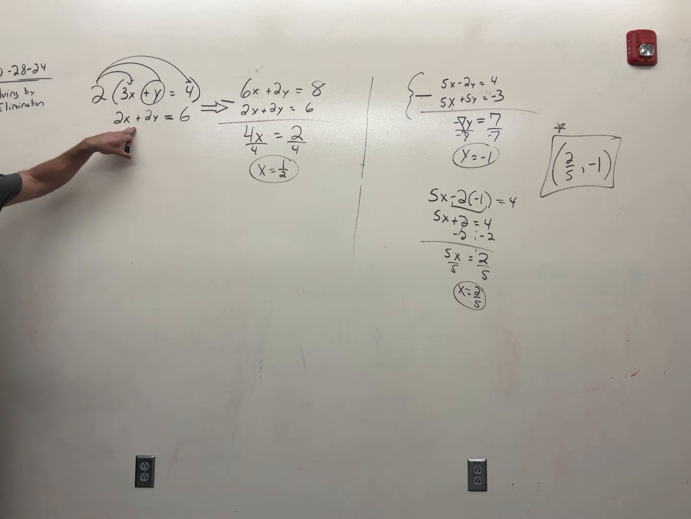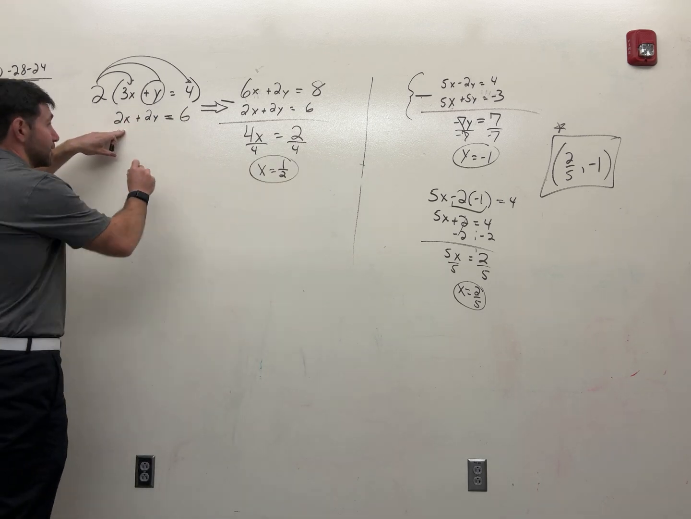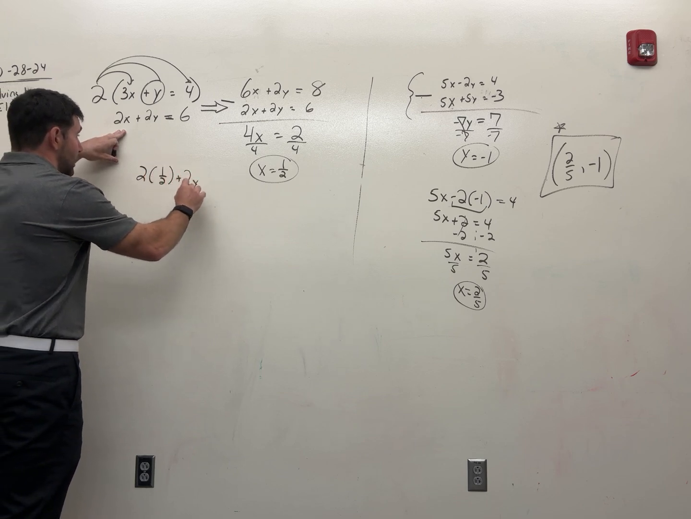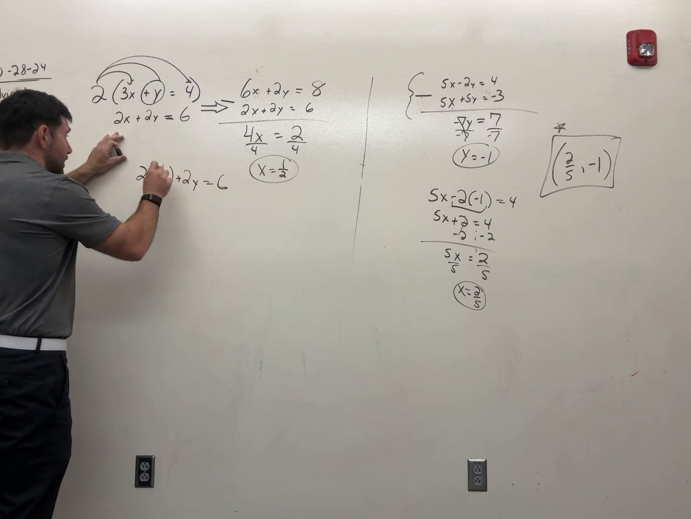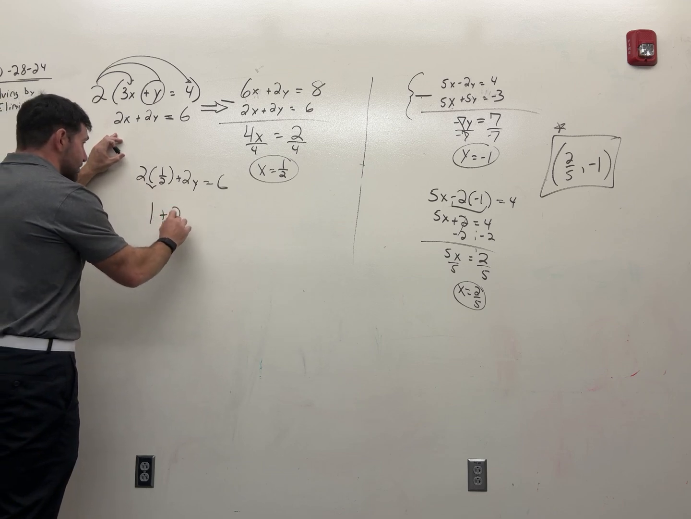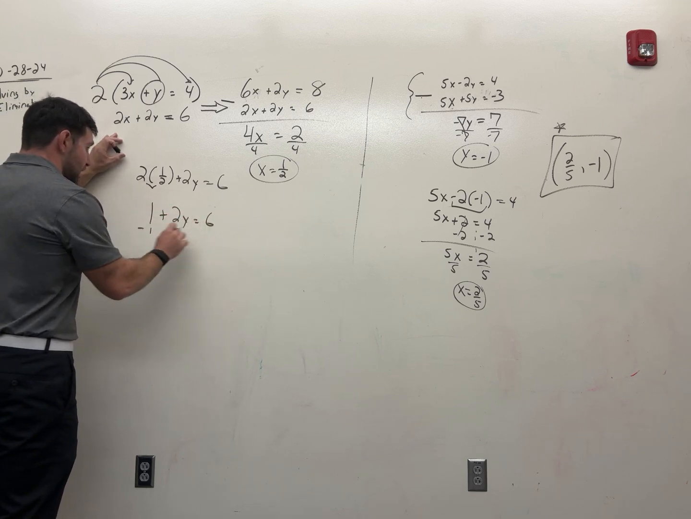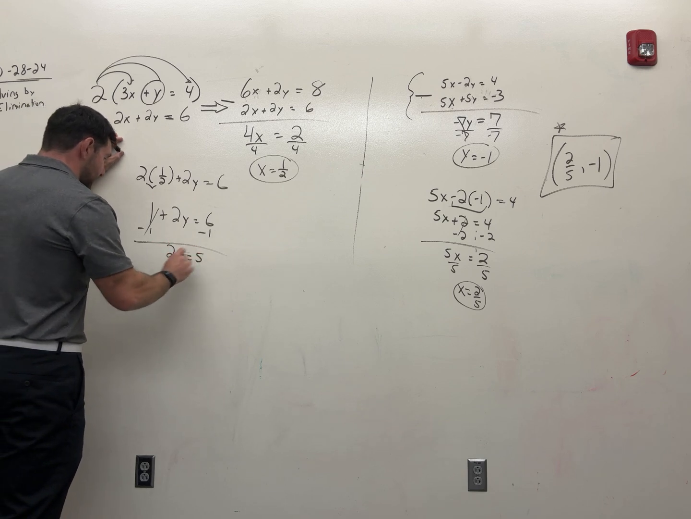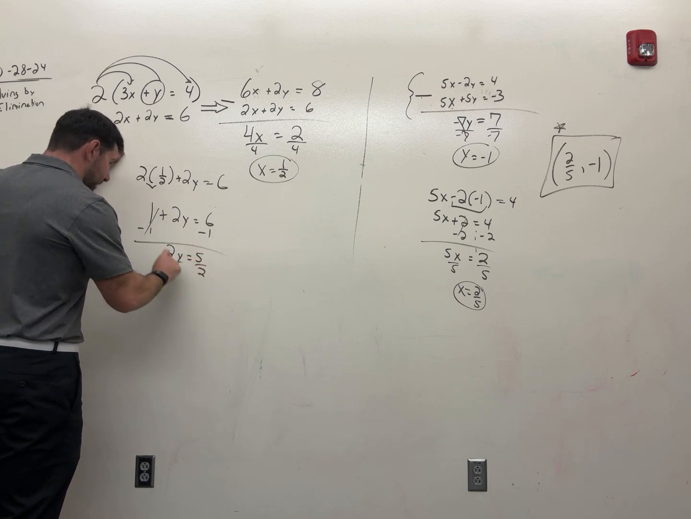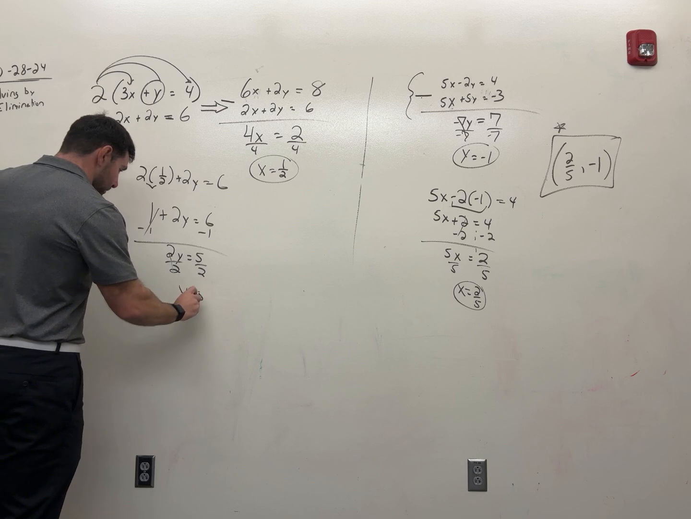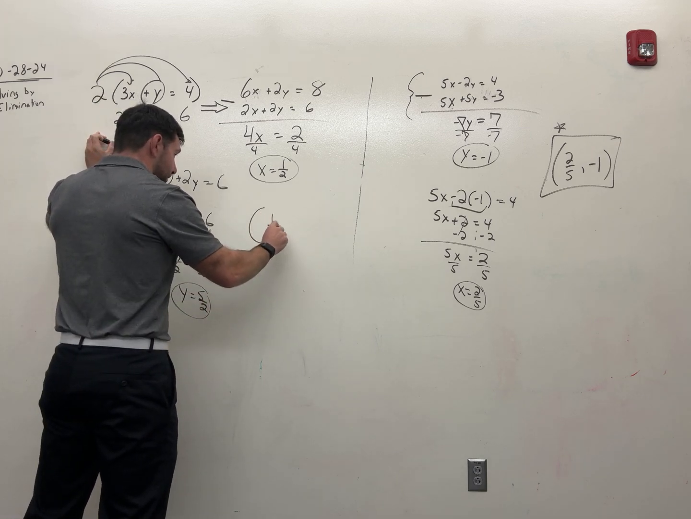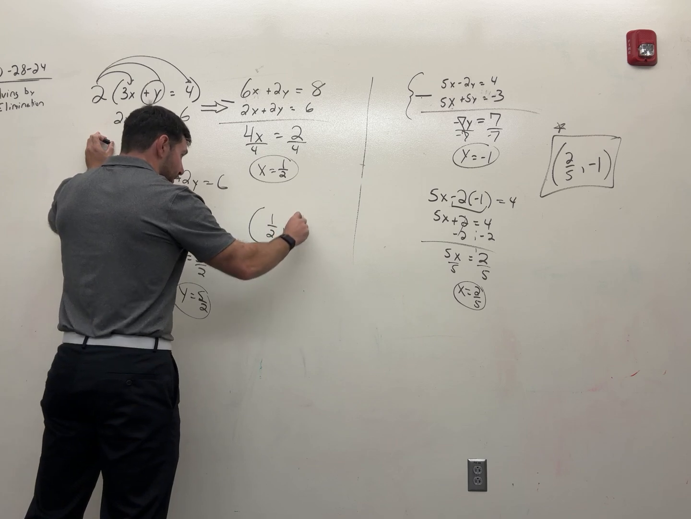Now I'm substituting that back into our original. I'm going to go right here. 2 times 1/2 plus 2y equals 6. 2 times 1/2 is 1, plus 2y equals 6. I subtract 1. Gives me 2y equals 5. Divide by 2, y equals 5/2. So my ordered pair is (1/2, 5/2).